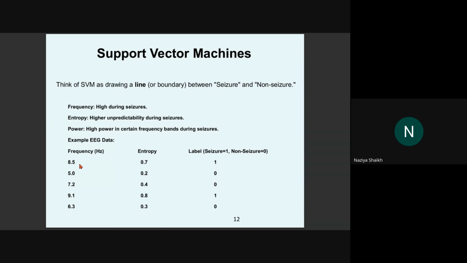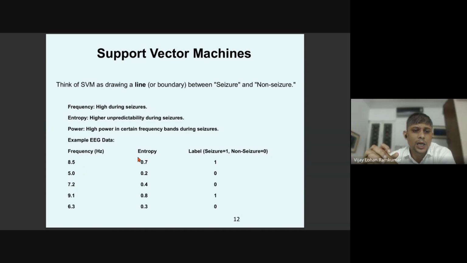Now let's go through a simple example here. Suppose our data collecting system detects a high frequency, and the entropy of the signal, which is nothing but the randomness of the signal, is very high, which is 0.7. Our system will say, okay, it's a seizure. If the frequency is low, let's say 5, and entropy is 2, which is not random, it's constantly happening over a period of time, that means it's a non-seizure.